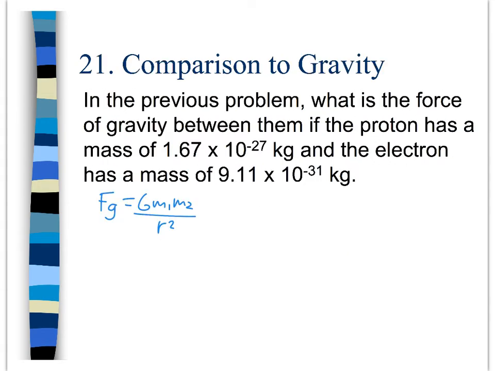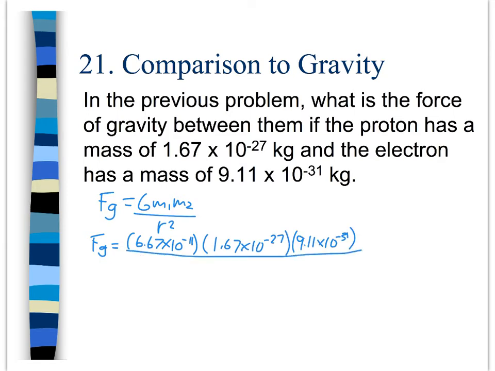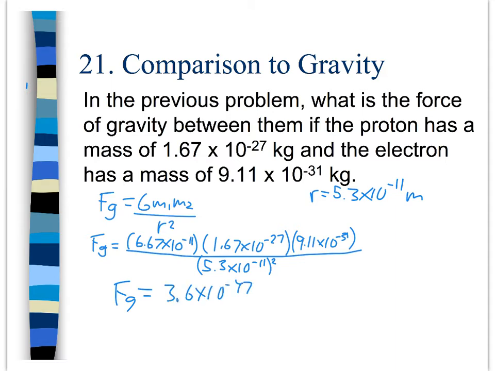Just for comparison's sake, let's go ahead and calculate the force of gravity that exists between these two objects. So we're going back to the universal law of gravitation, and so we're going to have our big G, 6.67, times our two masses, and that's going to be divided by the distance between them, which from the previous slide was 5.3 times 10 to the negative 11th meters. And we end up finding that the force of gravity that exists between this proton and this electron is going to be equal to 3.6 times 10 to the negative 47th newtons.